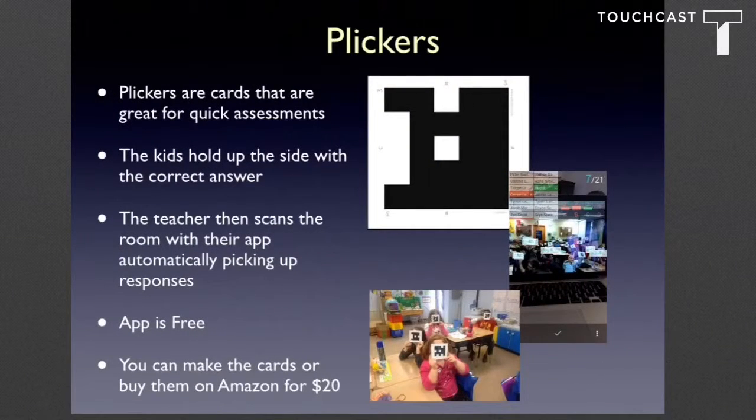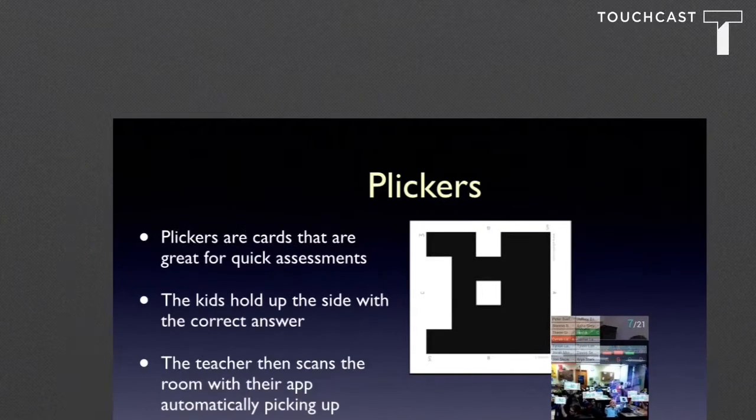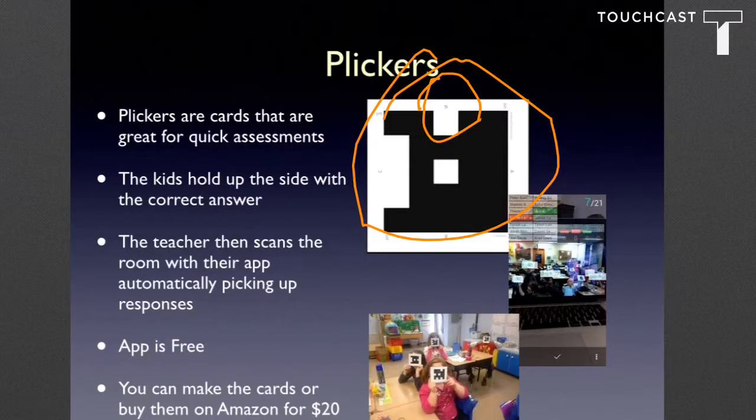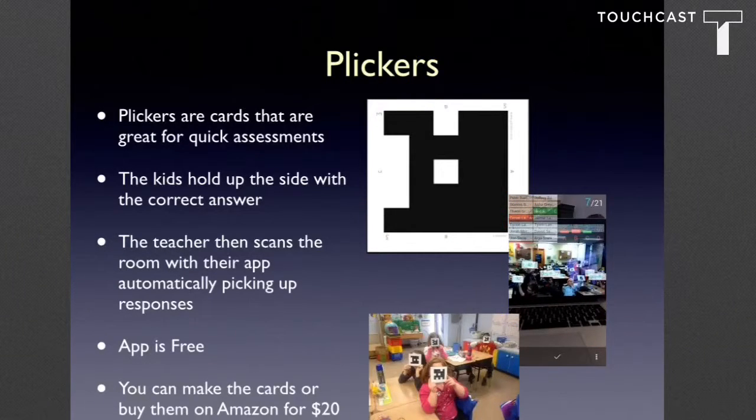Plickers. Plickers are cards that are great for quick assessments. Basically, the kids hold up this card, and whichever letter is on top is the answer they're choosing. Then the teacher scans the room with the app, and it automatically picks up the responses. And the app is free. You can make the cards yourself, or you can buy them on Amazon for $20.